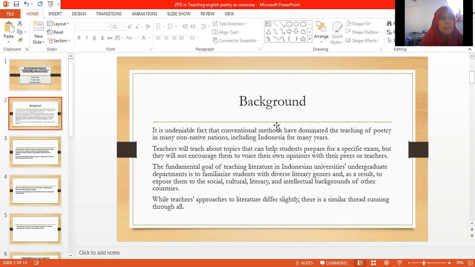We have to see that the fundamental goal of teaching literature in Indonesian universities' undergraduate departments is to familiarize students with diverse literary genres and as a result to expose them to the social, cultural, literary and intellectual backgrounds of other countries. That's the fundamental goal of teaching literature in Indonesia, especially in higher education. While teachers' approaches to literary teaching differ slightly, there is a similar thread running through all.